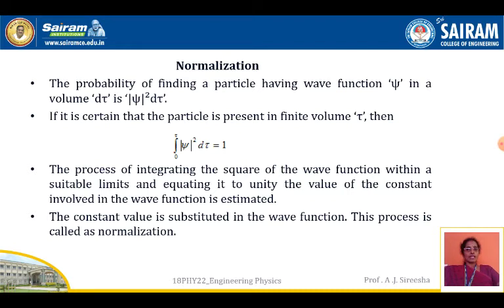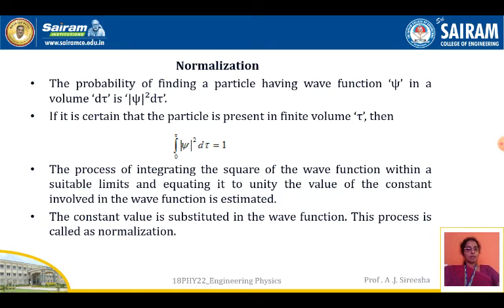If it is certain that the particle is present in a finite volume tau, then we give the equation as the integral of mod psi whole square d tau is equal to 1, with lower limit and upper limit 0 to tau. That means the finite volume is from 0 to tau. Mod psi whole square d tau is equal to 1.